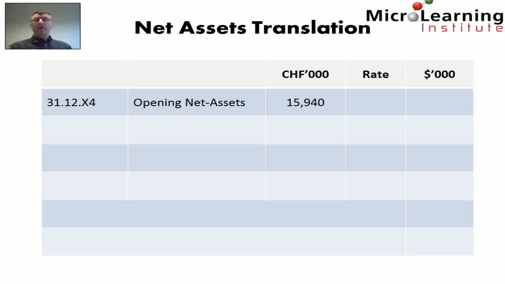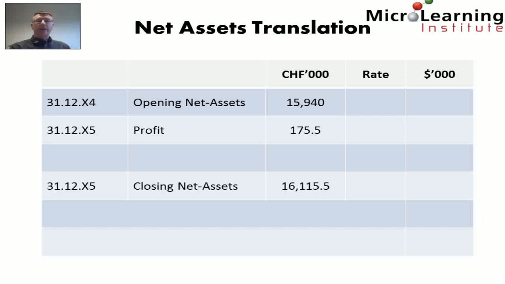Now we see that for Lausanne on the 31st of the 12th X4, the net assets of Lausanne measured in Swiss francs are 15,940,000 Swiss francs. Lausanne made a profit of 175,500 Swiss francs in the period. So consequently, the closing net assets of Lausanne, measured at the 31st of the 12th X5, are 16,115,500 Swiss francs. Now, of course, all of these elements are measured in Swiss francs, so we need to translate these to the reporting currency of dollars.